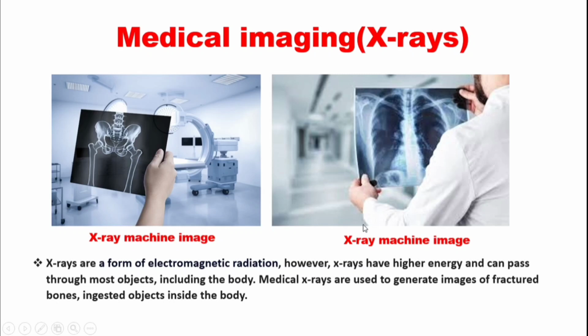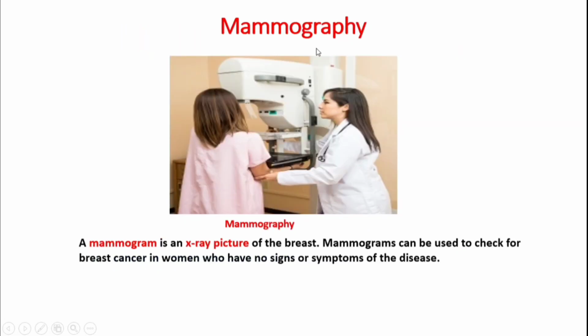Observe the sketches. These are the X-ray images produced with the help of X-ray machines. X-rays are a form of electromagnetic radiation, have higher energy and can pass through most objects including the body. Medical X-rays are used to generate images of fractured bones and injured objects inside the body for the examination of the doctor. Mammography. Mammography is one of the applications of X-rays.